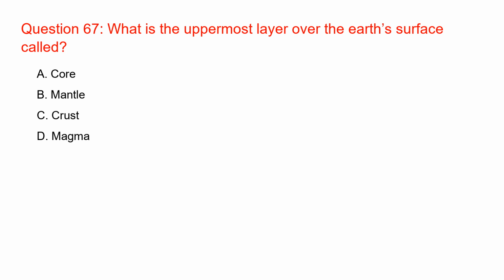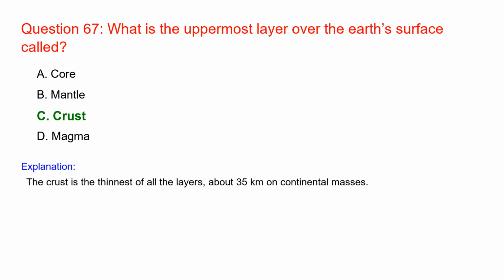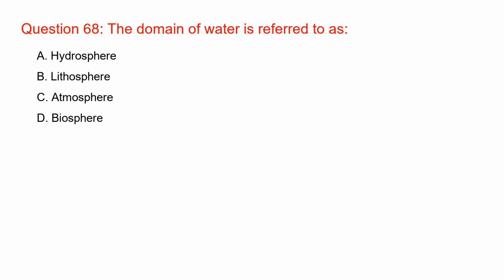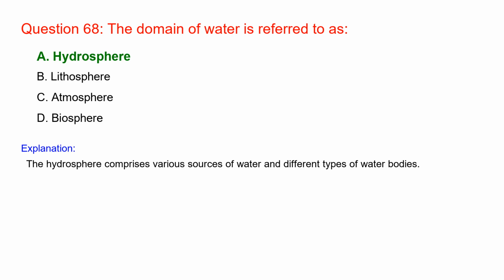What is the uppermost layer over the Earth's surface called? Crust. The crust is the thinnest of all the layers, about 35 kilometers on continental masses. The domain of water is referred to as hydrosphere.